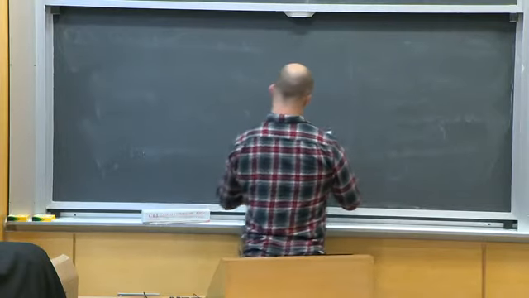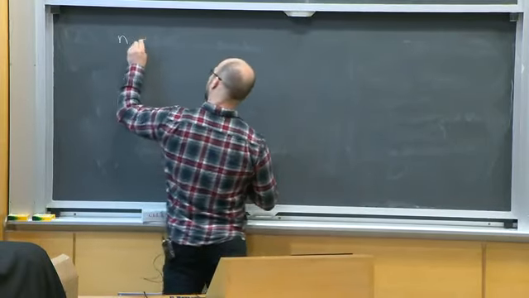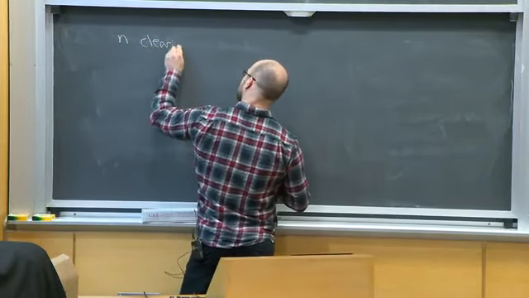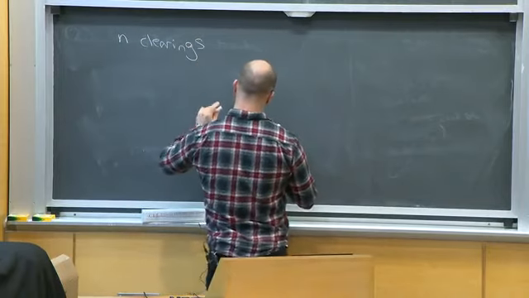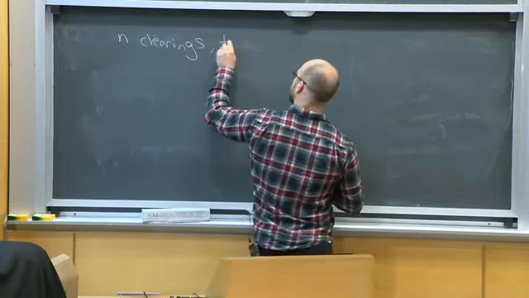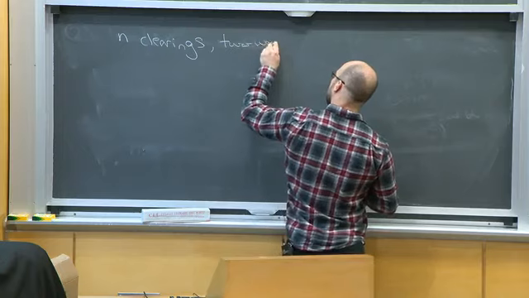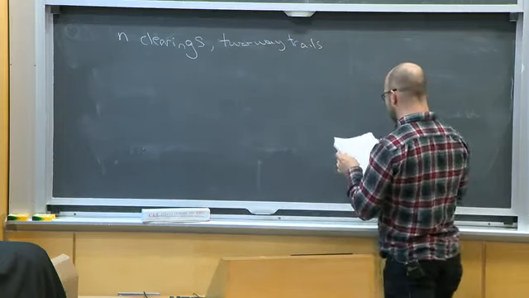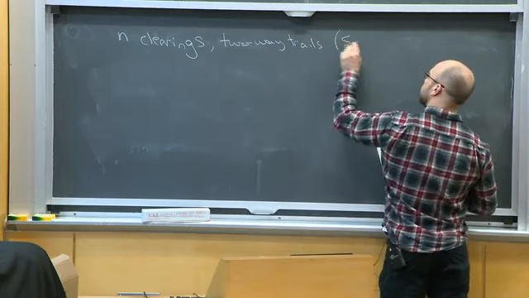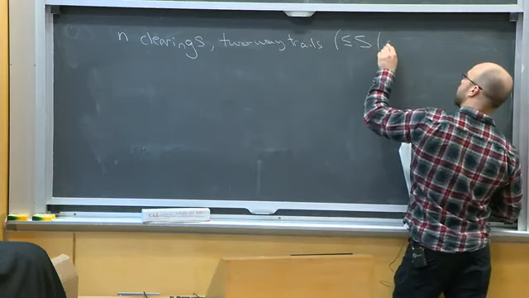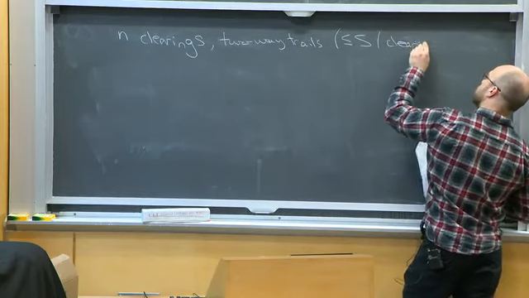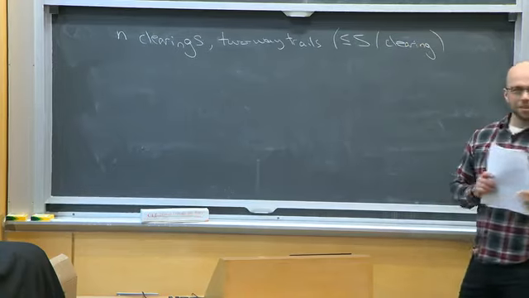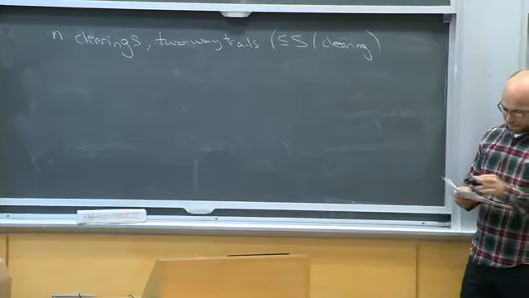Okay, so we have n clearings, and they're connected by two-way trails. And thankfully, there's less than or equal to 5 trails connecting into every clearing. This is like our favorite detail to add to 6006 problems, a degree bound.